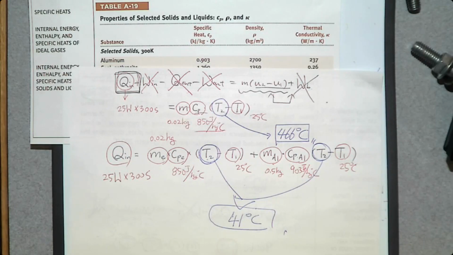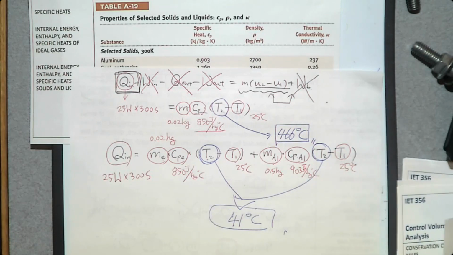So that completes chapter 3. You have a new homework assignment, which is due a week from today, so next Thursday. And now we have a new chapter. Chapter 4, mass and energy of control volume analysis.